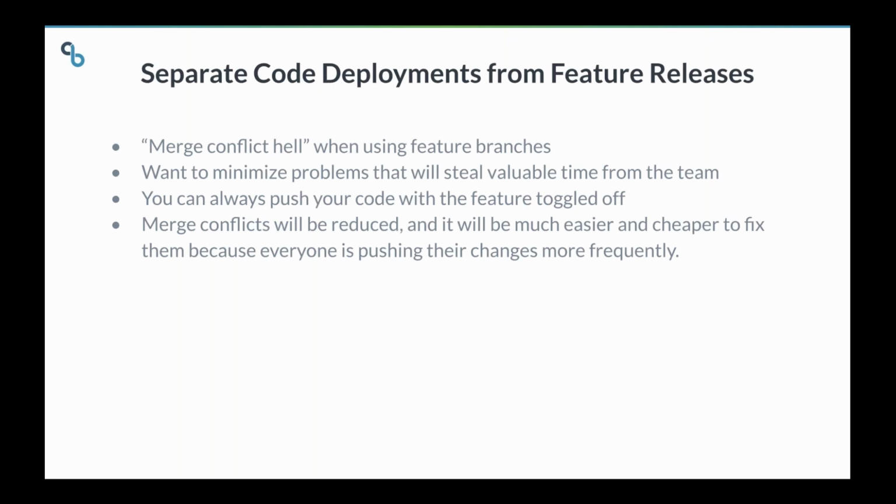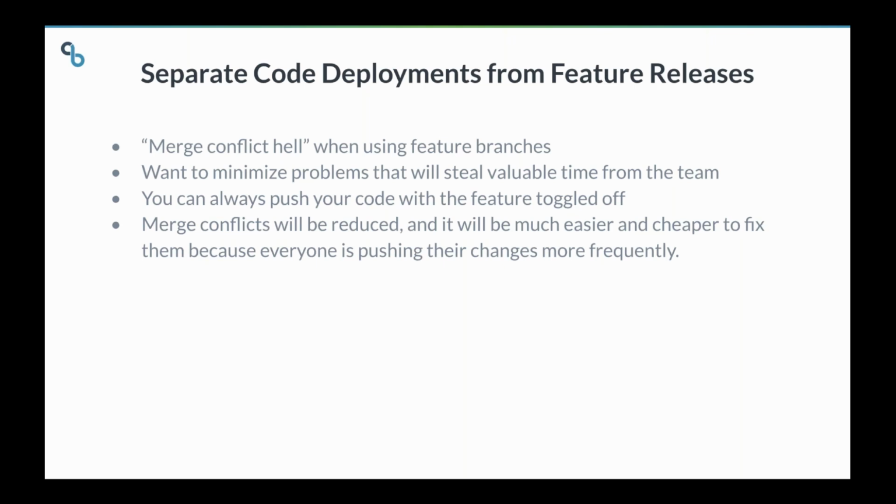Another use case is separating code deployments from feature releases, and I've talked about this a little bit already, right? The idea of merge conflict hell when using feature branches. Having these long-lived feature branches, you're constantly pushing code to them. They're becoming more and more complex, diverging more and more from your master branch, so that by the time it finally comes to merging your feature branch into master, you just get a bunch of merge conflicts. It takes up a lot of time to actually get that branch merged into master, right? And feature flags are a way to avoid this, to really speed up the cycle of branching off master and merging back into it, right?